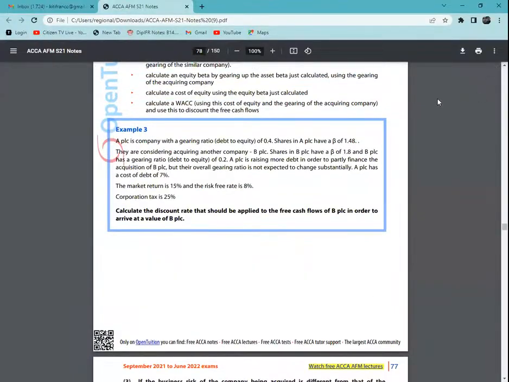Example 3. You'll be able to get this from the book that I've just shared with you. Quite an easy one. So I'm giving you 2 minutes, and ensure that you're able to get this question correctly.